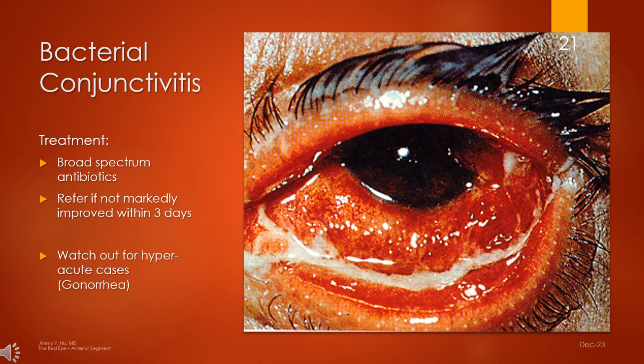We treat this with broad-spectrum antibiotics. It's important to refer these cases if they don't markedly improve within 3 days. And specifically because you want to watch out for hyperacute cases, things like gonorrhea. You'll have true membranes that literally bleed when you peel them off. And these cases, and I hope you never end up seeing one in your career, can get really bad really fast. They need to be treated with systemic antibiotics. But most cases resolve very well.